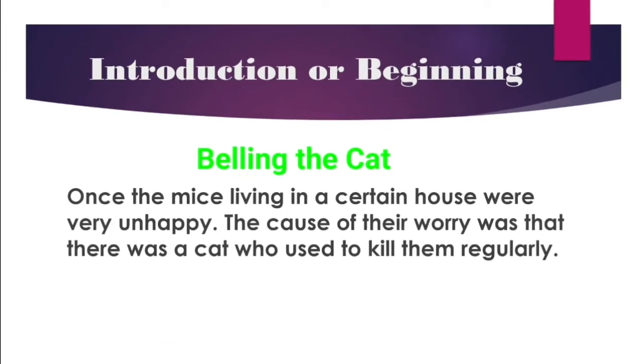First we will write the title of the story, that is Belling the Cat. Now introduction. Once the mice living in a certain house were very unhappy. The cause of their worry was that there was a cat who used to kill them regularly. This is how we are going to begin our story.